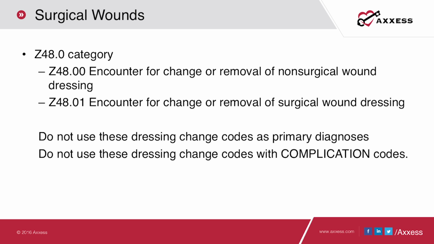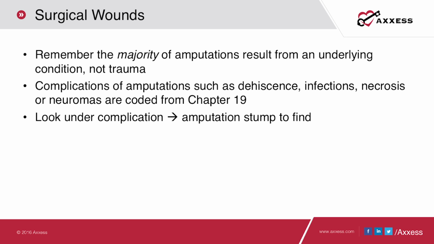Now, another thing that people often get mixed up has to do with amputations. Sometimes you will see wrong coding in charts where they've chosen the wrong amputation code, or they end up looking for and getting the traumatic amputation rather than the surgical amputation. Remember, the majority of amputations result from an underlying condition and not trauma. Not many people get run over by a train and get their leg amputated like in Fried Green Tomatoes at the Whistle Stop Cafe in that movie, if you've seen that.